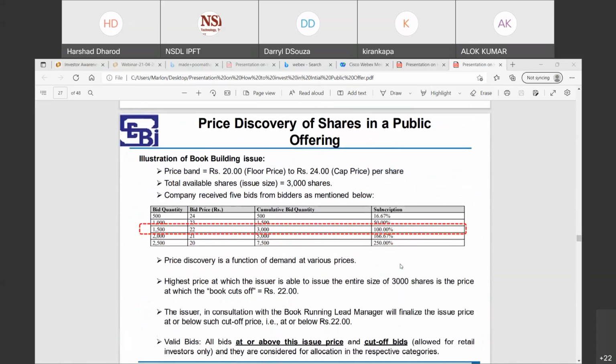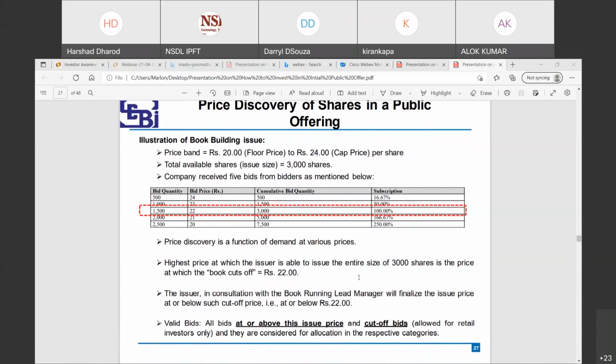So here there is an example which is given. The price band is 20 and the floor price and maximum is 24. The total available issue size is 3,000 shares. So this is how it gets determined. At 24, only 500 shares get it. Then at 23, 1,000, and at 22, 1,500. So all sum up to 3,000. So 22 is the price which would be discovered in this case. Likewise, it will go down, down, down. Wherever the full quantity is exhausted, that price will be fixed.